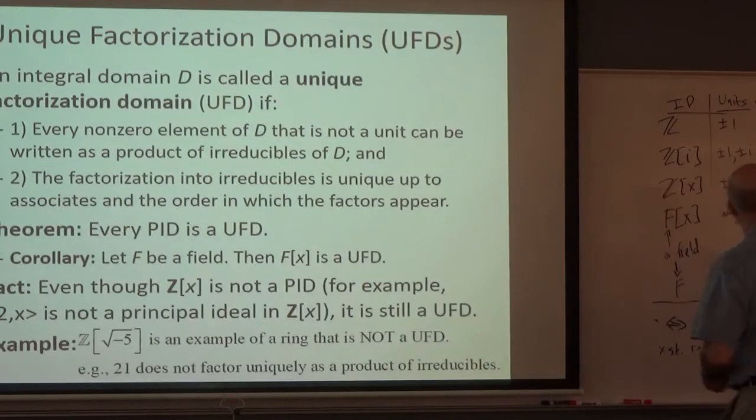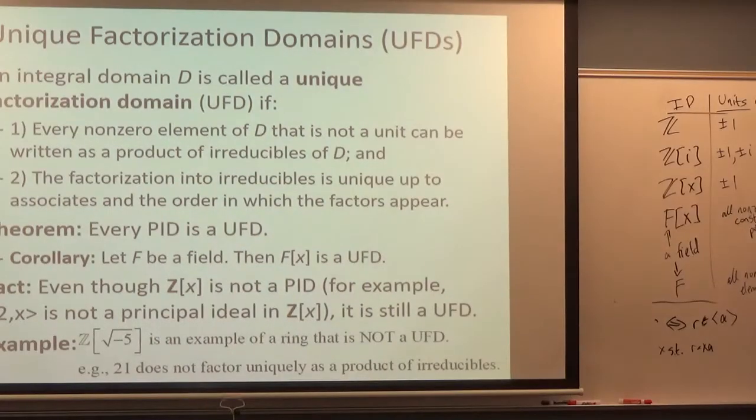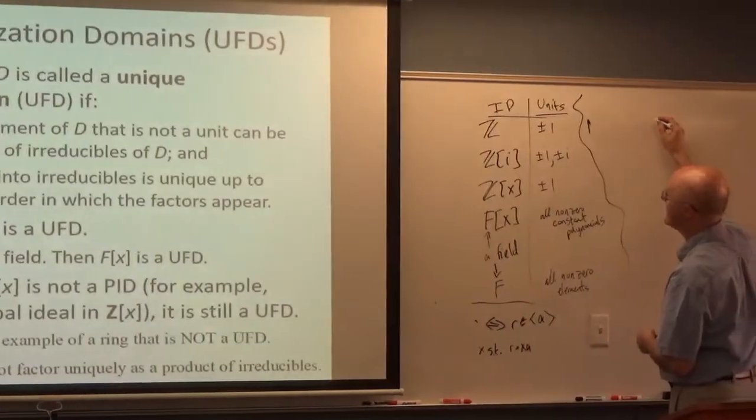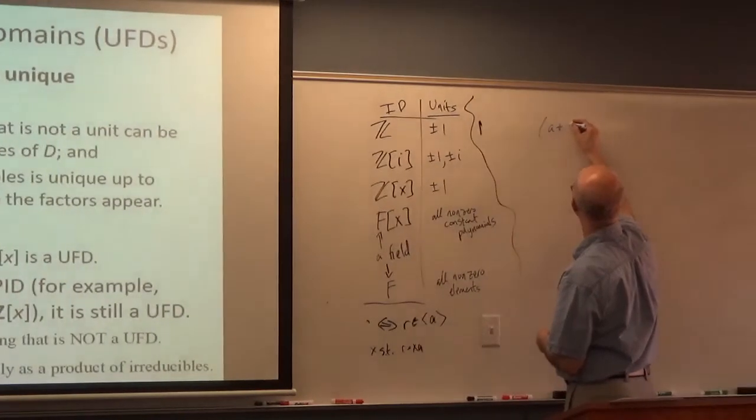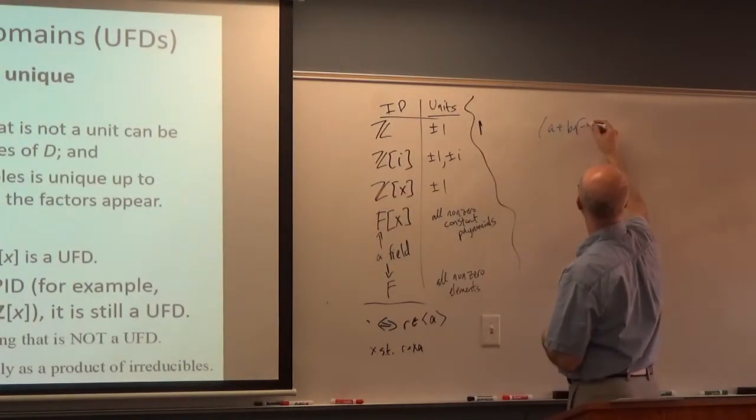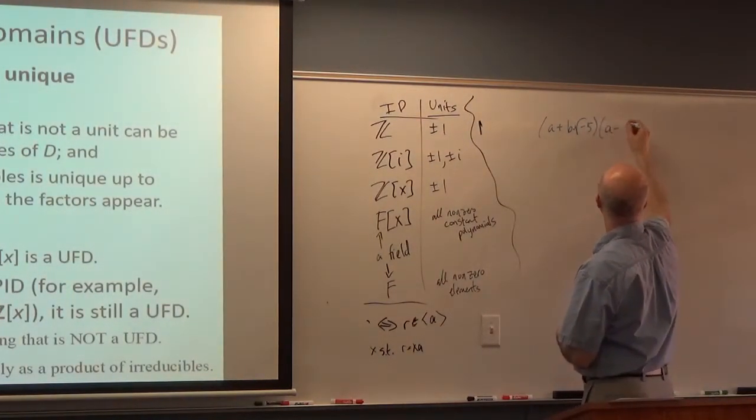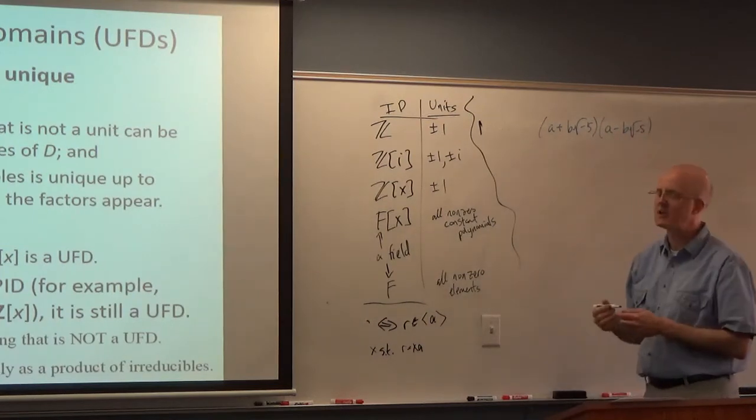I'll give you a hint. If you want to do it from scratch without looking at the key, try to write it as a plus b square root of -5 times a minus b square root of -5. Write it as the product of 2 complex conjugates, they're called.